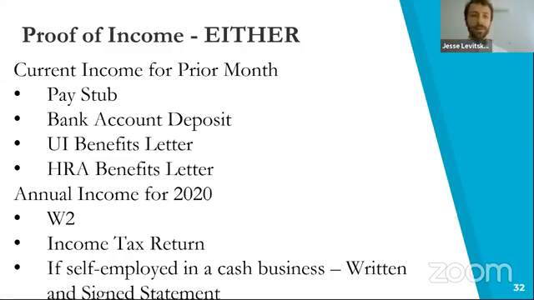Then you also have to provide proof of income to show that you are within those income thresholds that I mentioned before. Proof of income can be either the current income for the prior month, whether that's a pay stub or a bank account deposit, or if you have no income right now, a benefits letter, an unemployment letter, or if you have neither income nor unemployment, then a statement from HRA showing how much you are getting in benefits every month.